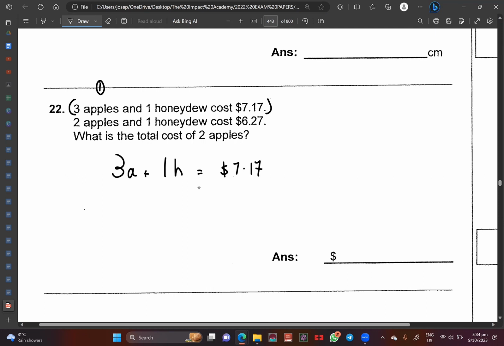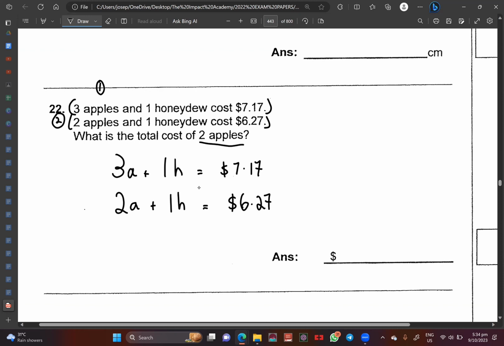$7.17. Agree? Okay, so that's sentence number 1. True. Now, then we go on to sentence number 2. Sentence number 2 says 2 apples. So we say 2 apples plus 1 honeydew is equals to $6.27. Agree? What is the question asking us to find?